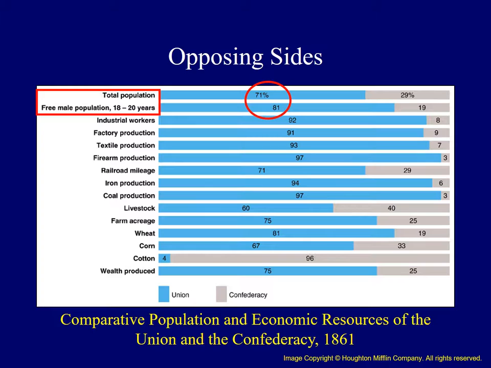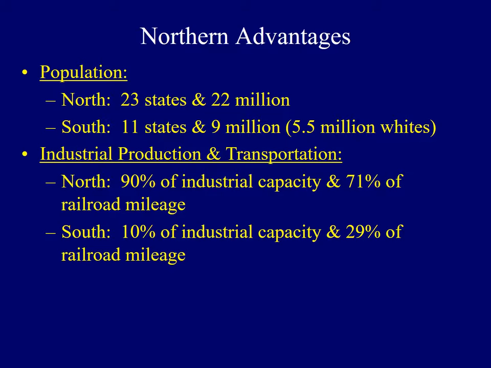Another advantage for the North was seen with its potential for industrial production. The North included about 90% of the nation's industrial capacity and over two-thirds of its railroad mileage, whereas the South had very little industrial capacity and fewer miles of railroads.